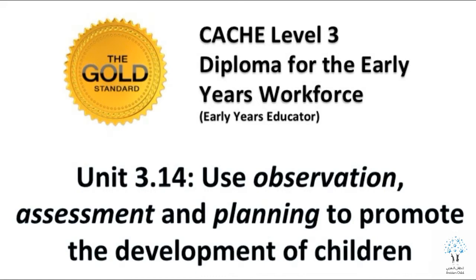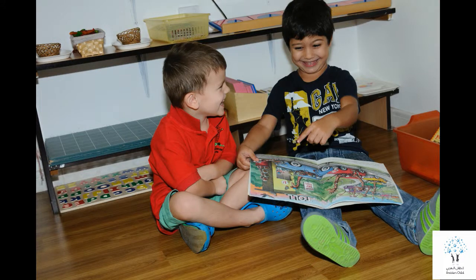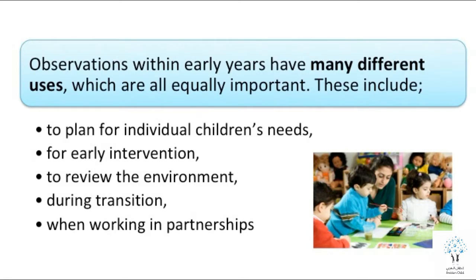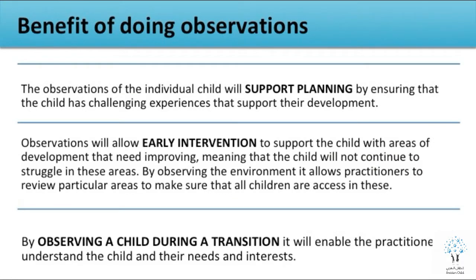Hi everyone, today we'll be doing a quick review of Unit 3.14, how to use observation, assessment, and planning to help with children's development. So let's talk a little bit about why observations are important. It's very important that you use observation to help you plan for the individual children's needs. You might also want to use observations to find out if there's any risk for special education needs, for early intervention.